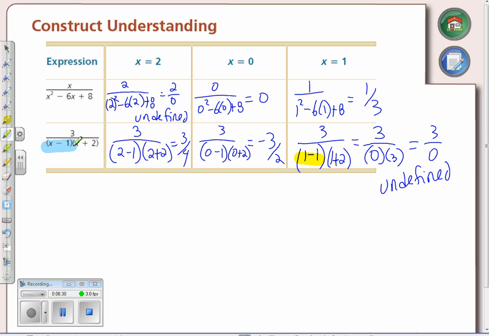So this is where the factoring is going to come in. When we have a quadratic in the denominator, we're going to have to factor to be able to move further with that.